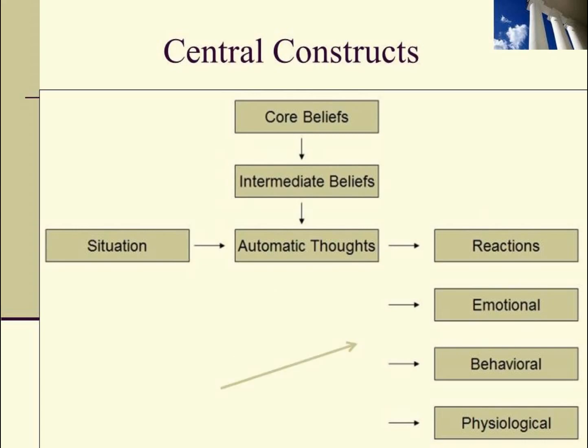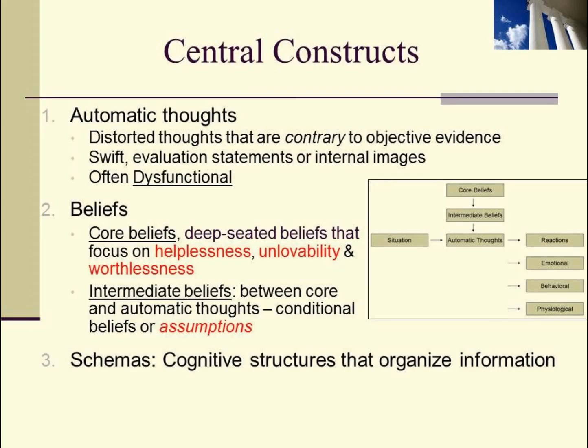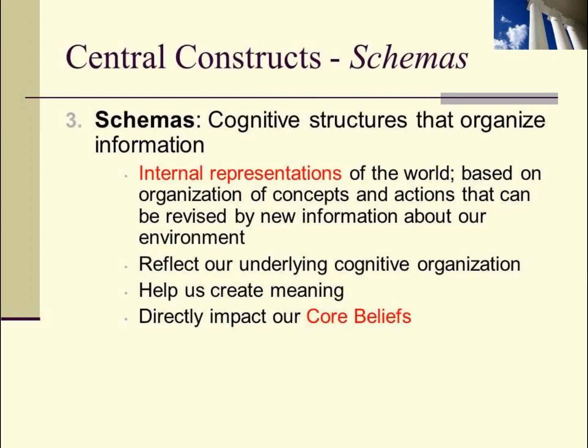Then we react accordingly on emotional, behavioral, and physiological levels, the final aspect of which could include sweating or blushing. Now let's consider the third central construct, schemas, which are cognitive structures that help us organize information. Look at this more closely. We can think of schemas as internal representations of the world based on our organization of concepts and actions. And note that they can be revised by new information about our environment.